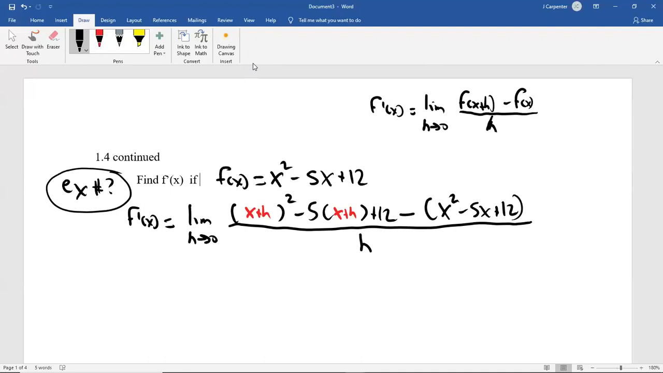Now we have a parentheses squared. This is like the third or fourth time we've done this together, so we need to simplify that. So f prime of x is the limit as h goes to 0.